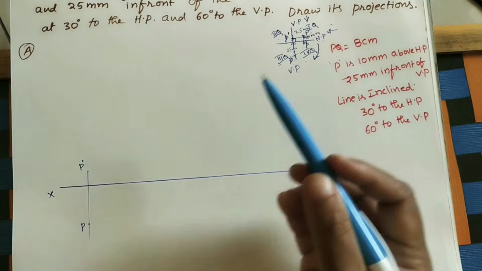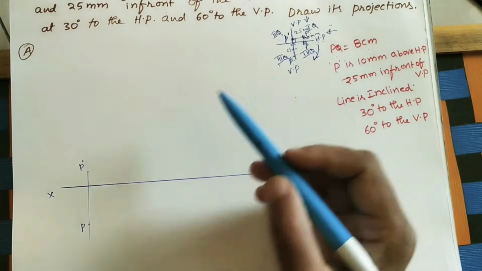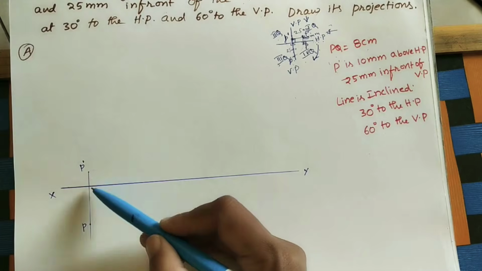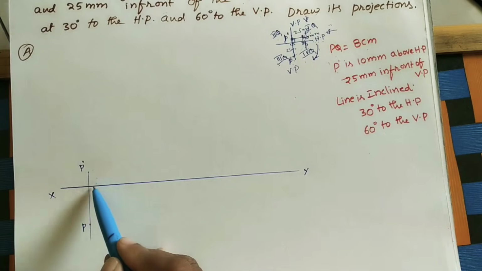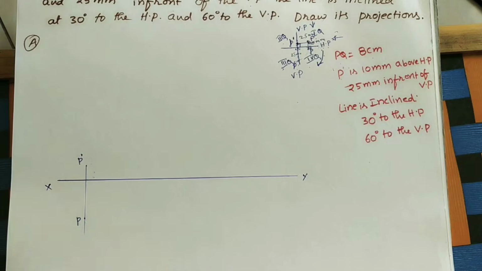Why are they coming on the same line? Because only one point P is there. We are taking both the front view and the top view of the same point. Both views are coming on the same line. This line is called the projector line. This line is perpendicular to the XY line. Always remember. So this is the position of the initial point of the PQ line, P dash and P.